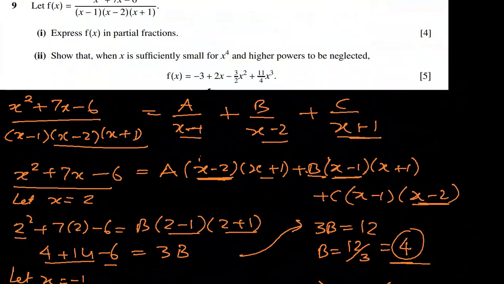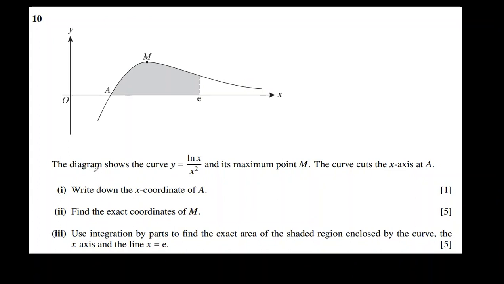Exactly. Question number 10. The diagram shows the curve y equal to ln x over x squared. That is the equation of this curve, and its maximum point M. We can see that the curve cuts the x-axis at A. Write down the x coordinate of A. So the x coordinate of A is the x-intercept of the curve.